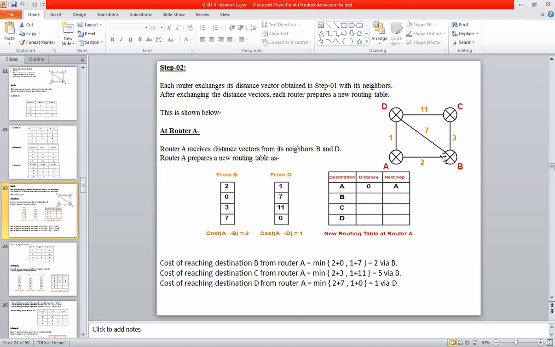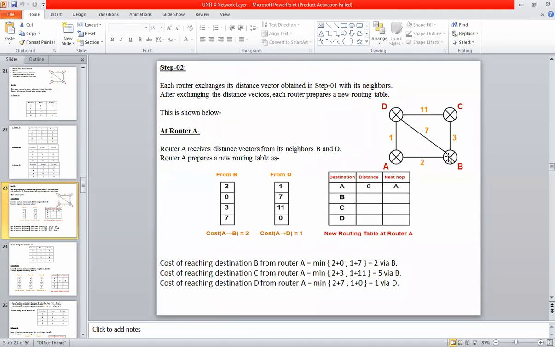Okay, the destination is A. B to A, what is the distance? It is 2. Here we have A, B, C, D, and you have to write it here. For B to A, the distance is 2.